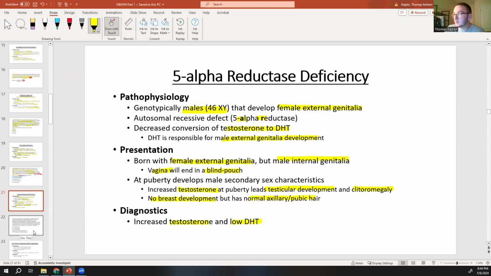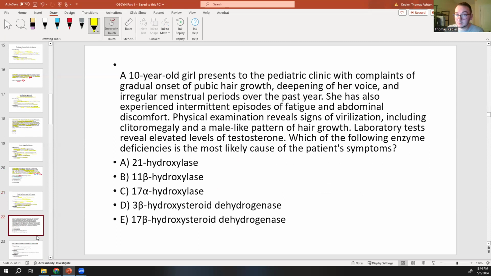Okay. One more. You can probably guess by process of elimination, but go ahead and read through this.